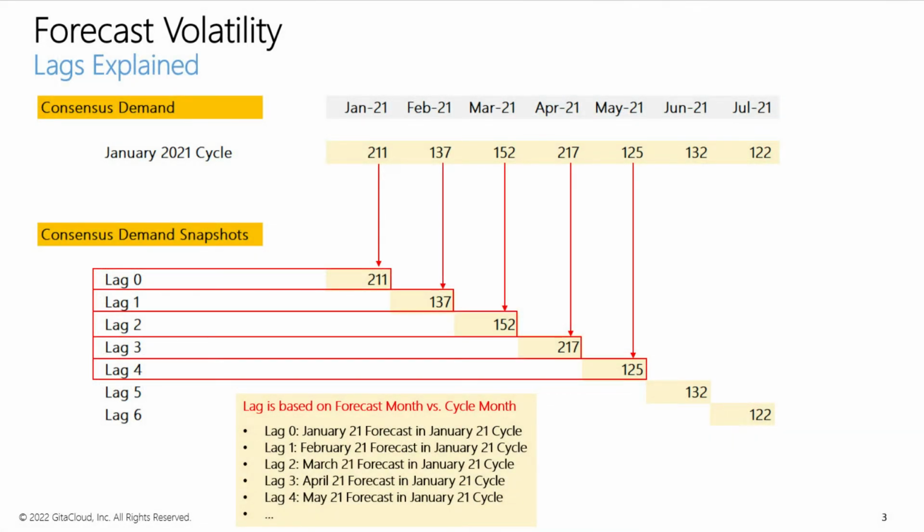Let's quickly revisit the concept of lag snapshots. In January 2021 planning cycle, we will have forecast values from January 2021 onwards. Lag is defined based on the difference between the month being forecasted and the month of the planning cycle. So, January 2021 forecast is lag 0. February forecast is lag 1, March forecast is lag 2, and so on, for the forecasts generated in January 2021 cycle. Keep in mind that we will have a forecast for February and February cycle as well, which will then become lag 0, as opposed to lag 1 here.